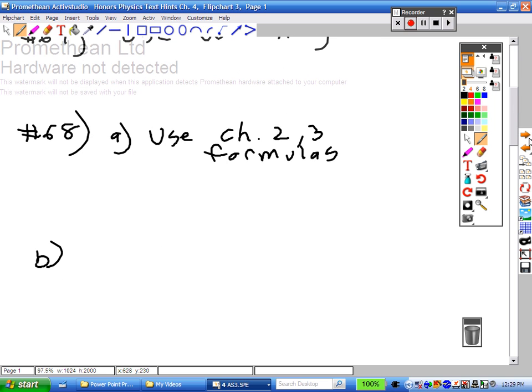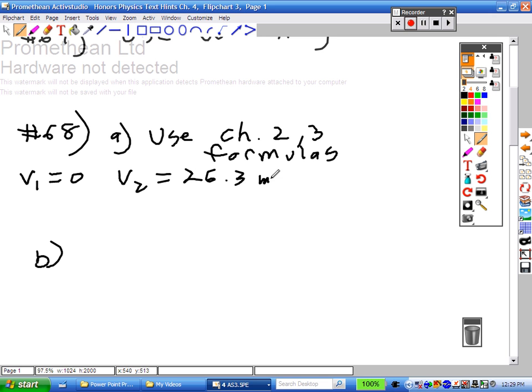Let's jump over to number 68. Here I suggest you use chapter 2 and 3 formulas. Have that sheet handy all the time. It's really useful. Then you write the knowns and the unknowns. Of course, it starts from rest, so V1 equals 0.